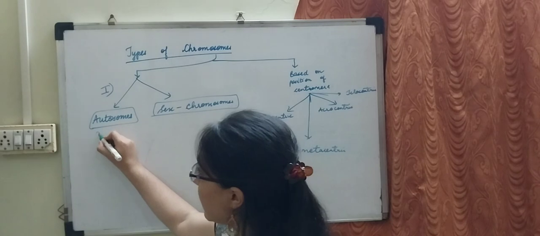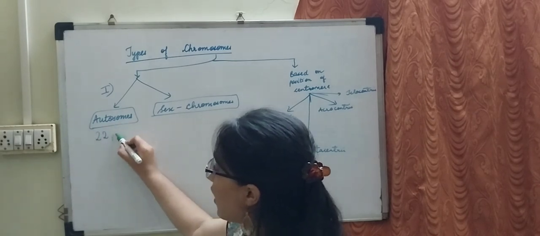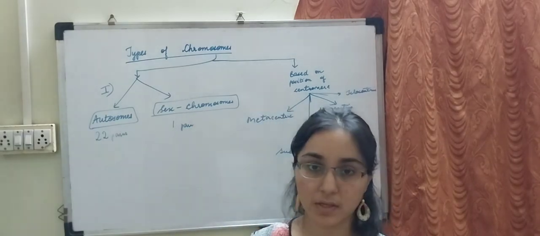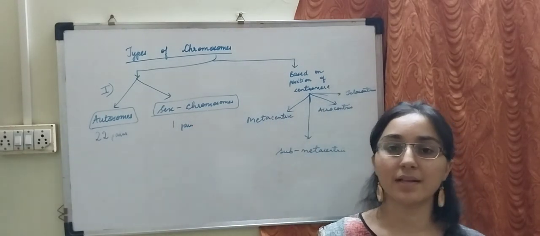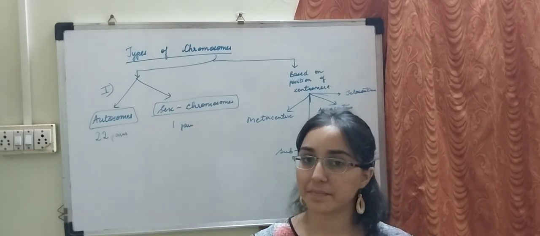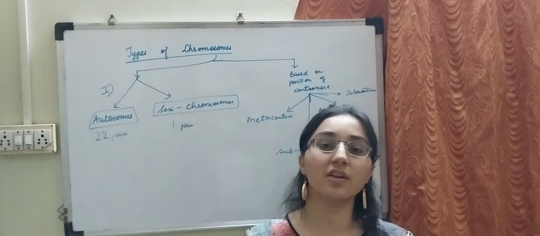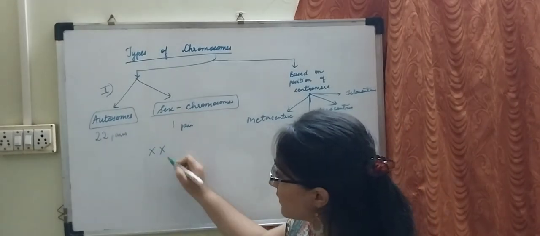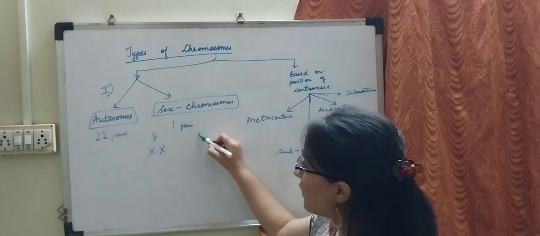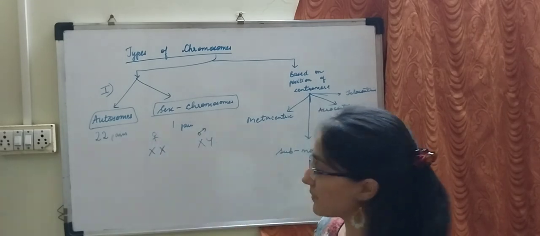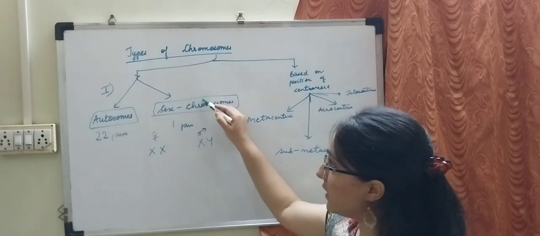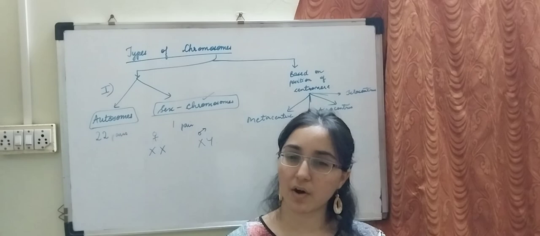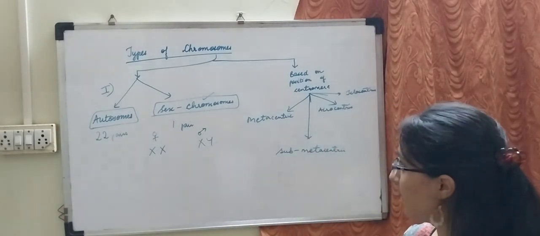there are 22 pairs of autosomes and one pair of sex chromosome. The sex chromosome determines the sex, or you can say the gender of a human. It will be XX for a female, and for the male it will be XY. So they are determining the gender of a human, whether it is male or female.